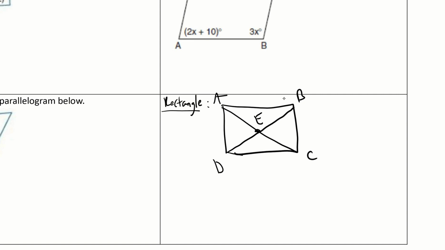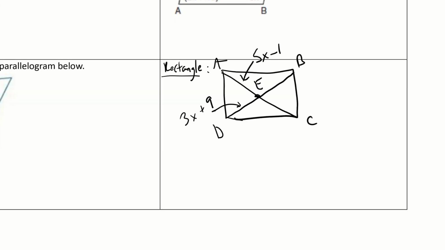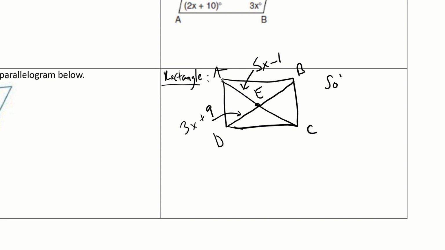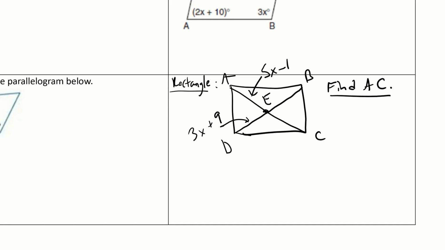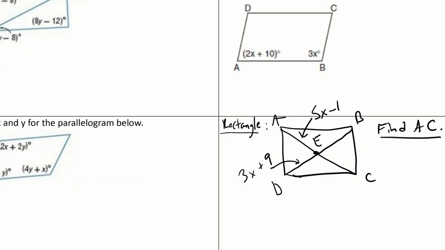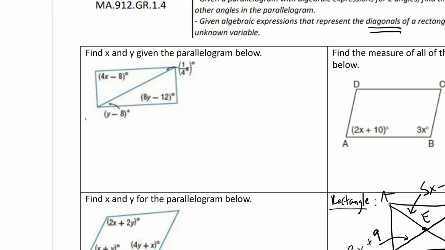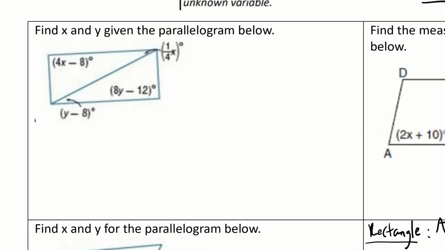Let's suppose that this is 5x minus 1, and this here is 3x plus 9. Let's say we want to find AC. We'll do that problem later, so for this video there's a bonus problem, and that's going to be for a rectangle. All right, here we've got a parallelogram.